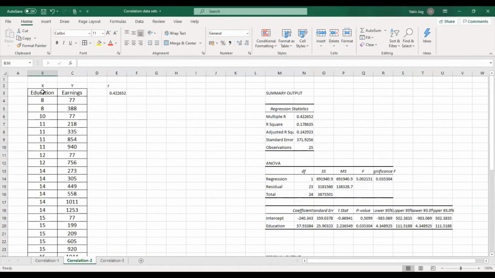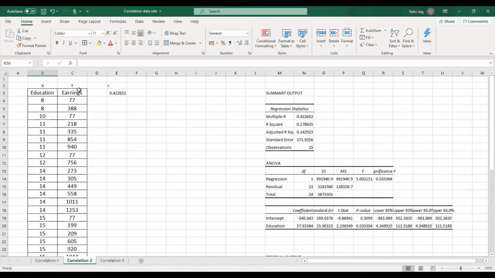The problem is between the understanding of variables. I am trying to link education with earnings, but education is not a good predictor of earnings. So I should not try to predict earnings only based on education. There can be some other factors which I have to consider in addition to education. Only education cannot accurately predict earnings.